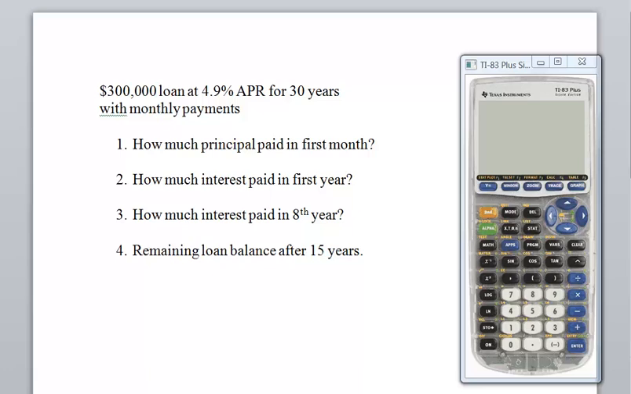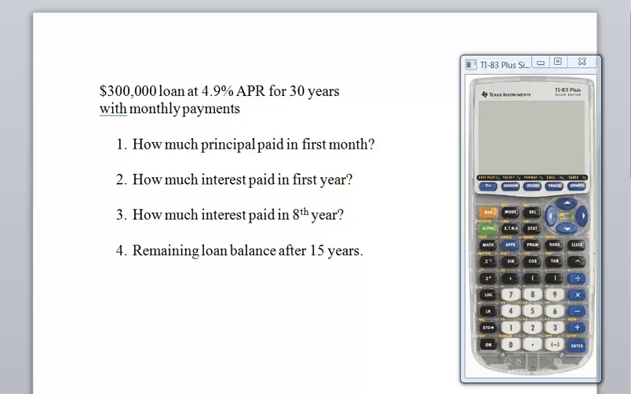Welcome back. This time we're going to use your calculator to do loan amortization. We talked about loans and an amortized loan. Again, the payment every period is the same amount, but each payment is part principal and part interest. The problem is the principal and interest amounts change every period.